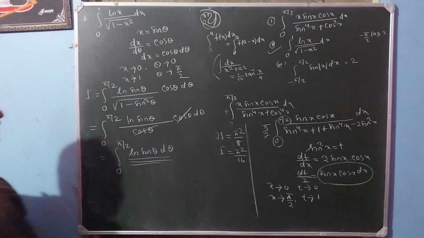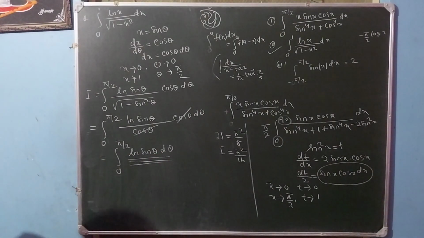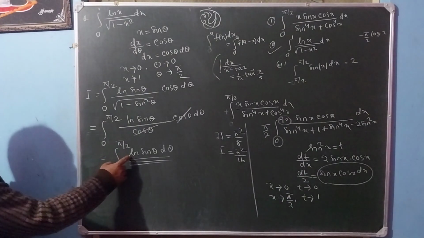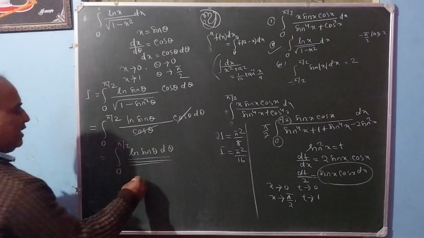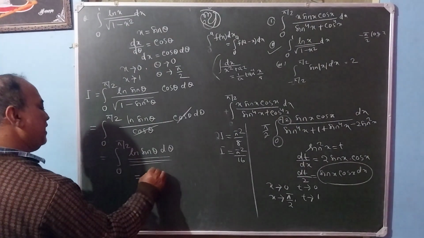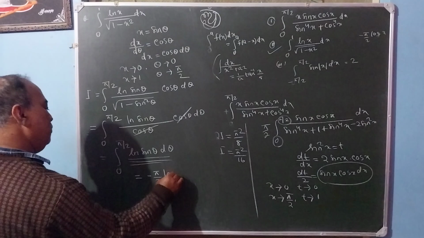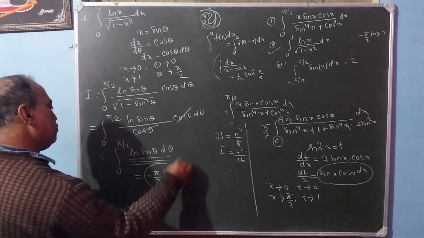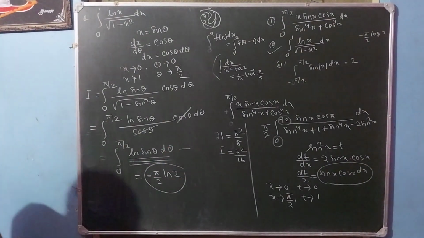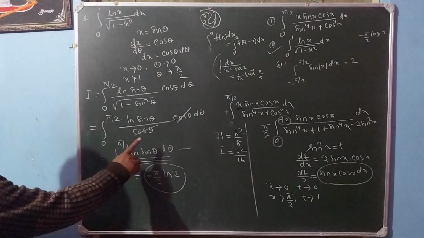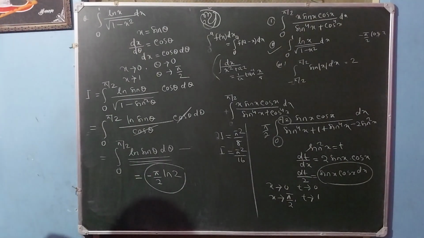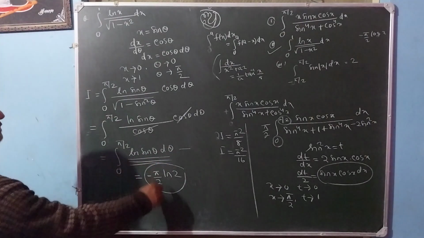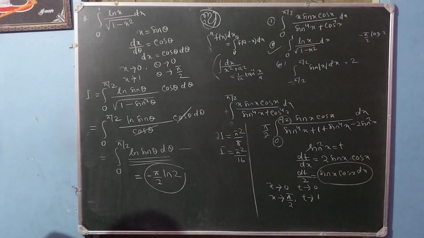These problems I have already discussed and worked out. Integration from 0 to pi by 2 ln sin theta d theta, the result is minus pi by 2 ln 2. So the integral value will be minus pi by 2 ln 2.